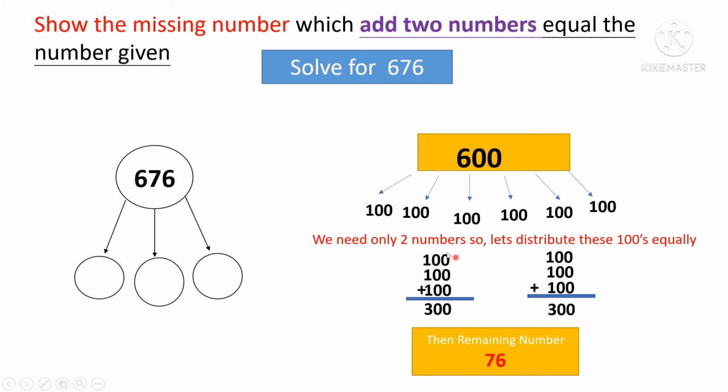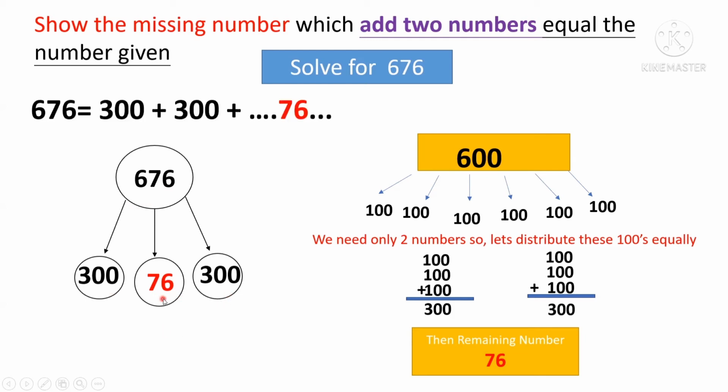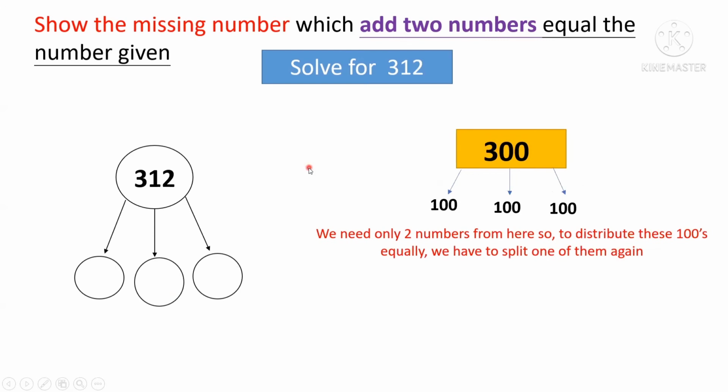So here we will have to group it in groups of 3, in both sides, and then 300 and 300 will make 600. Then the remaining number will be 76. So here we write it as 676 is 300 plus 76. Very good. Let's try for this one.